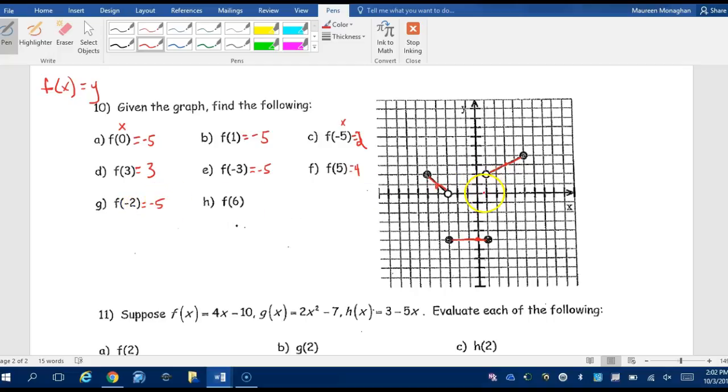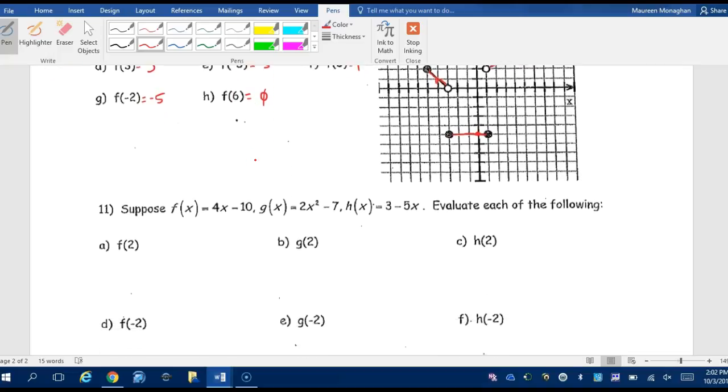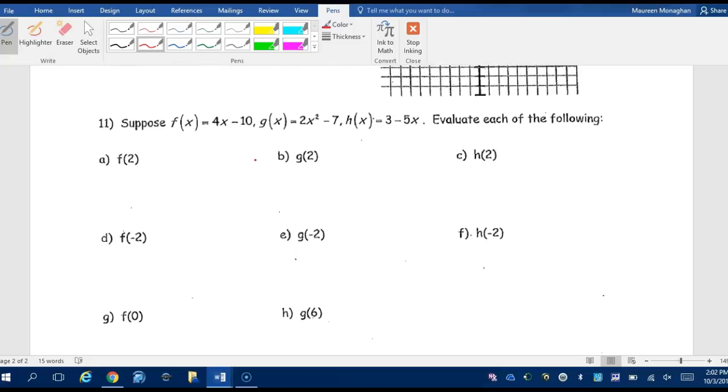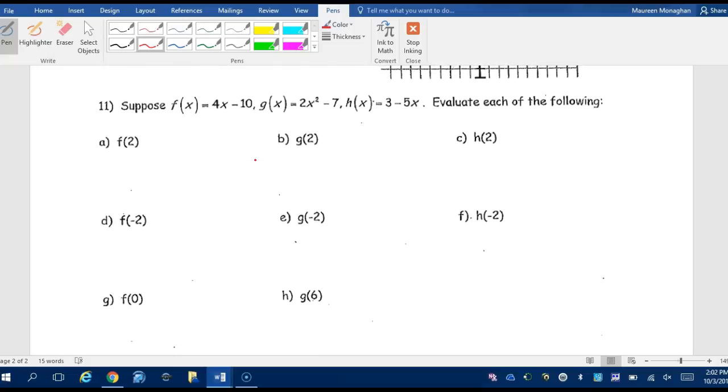And when x is 6, 1, 2, 3, 4, 5, 6, nothing. There is no y, so this is no solution. The next part is we are given these functions, and we have to evaluate each of the following. So we're going to find f of 2. We're going to use this f of x, because this is an f. You're going to take the 2 and put it in for the x. So instead of x, put a 2 in here, and you're going to get -2.